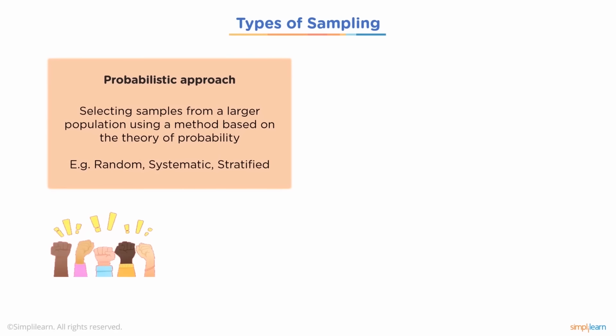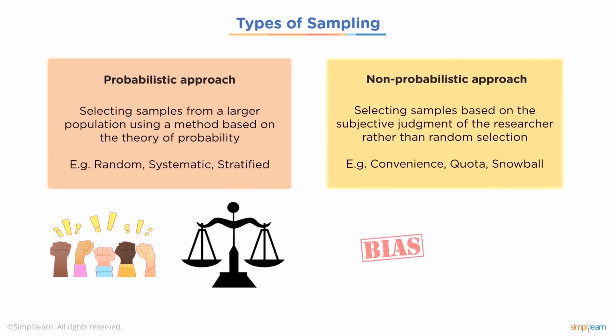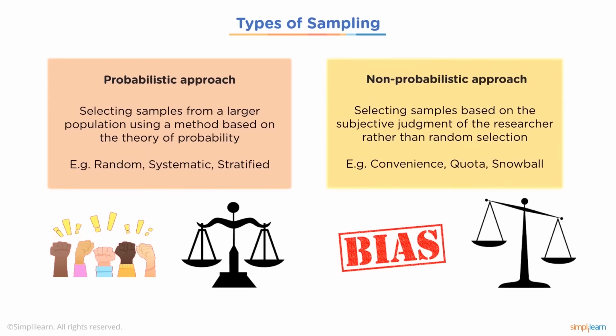Types of sampling. We have a probabilistic approach, selecting samples from a larger population using a method based on the theory of probability. And we'll go a little bit deeper on these. We have random, systematic, stratified. And then you have a non-probabilistic approach, selecting samples based on the subjective judgment of the researcher rather than random selection.